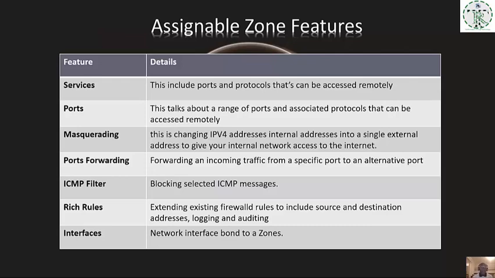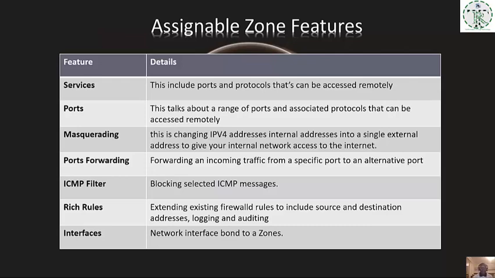And also talking about port features, this talks about a range of ports and their associated protocols that can be accessed remotely. Some ports are only UDP, and they don't have TCP. And I'm also talking about IP masquerading. You can assign a feature to a zone whereby all internal IP version 4 addresses will be changed to a single external IP version 4 address. And this helps a lot, especially to secure your network. This hides all your internal IP addresses, and it gives you a secure connection to the internet.